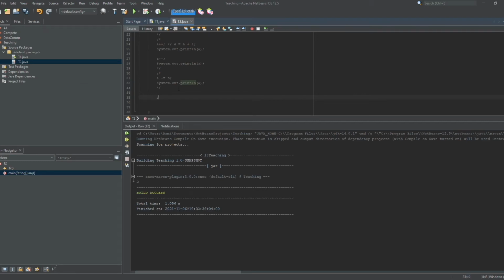Now we have a few math functions like square root, rounding functions, and absolute. We also have power. Okay, so each of these has a special way to be used in Java.